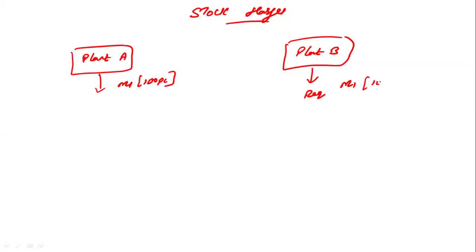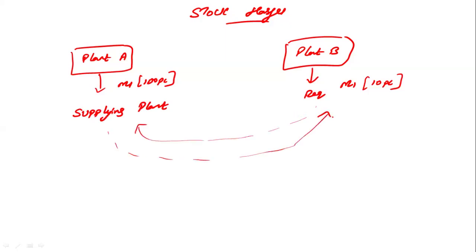They need only 10 pieces, and the 100 pieces are in stock for plant A. So here plant B will place a requirement to plant A. Now you have to listen very carefully here. When plant B is placing a requirement to plant A, plant A is going to be the supplying plant. Okay, so plant A would be supplying this material M1 to plant B. First, they will place a requirement. Then plant A will supply the goods to plant B.